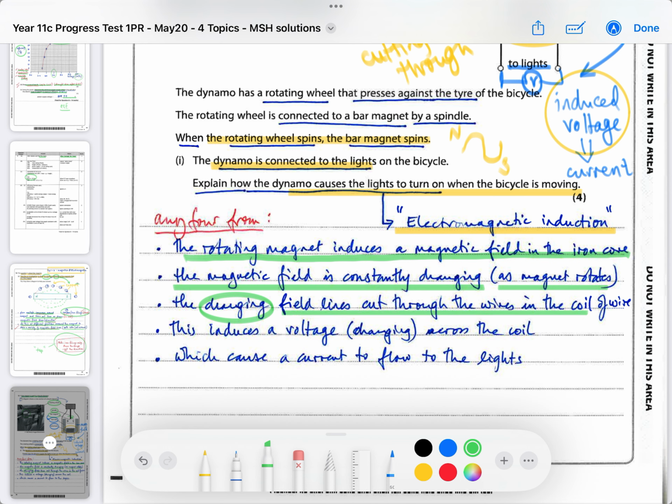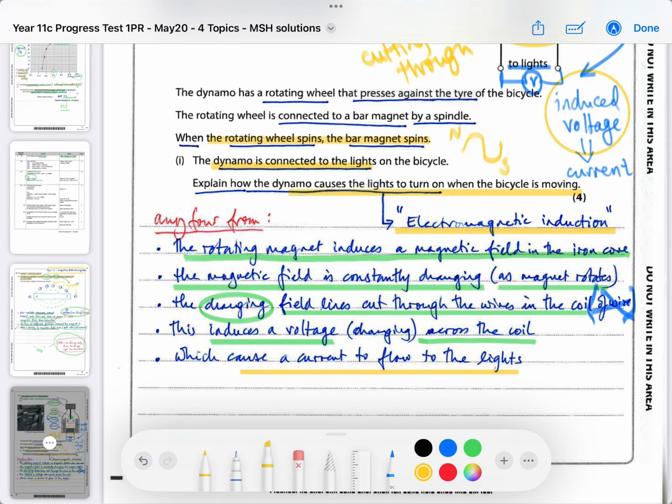Now obviously it's a coil of wire, so we don't really need that bit. So it cuts through the wires in the coil, and the wires in the coil are conductors. And whenever you have field lines cutting through a conductor, the electrons feel that magnetic change, and that's what we call electromagnetic induction, which is an induced voltage. This induced voltage is across the coil. And that induced voltage is what then causes a current to flow to the lights.